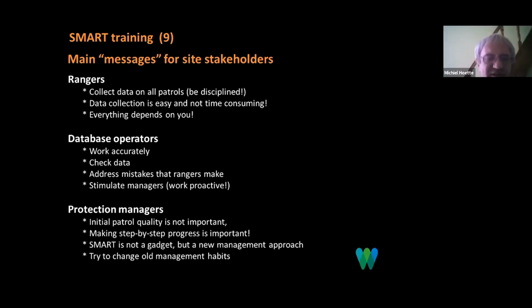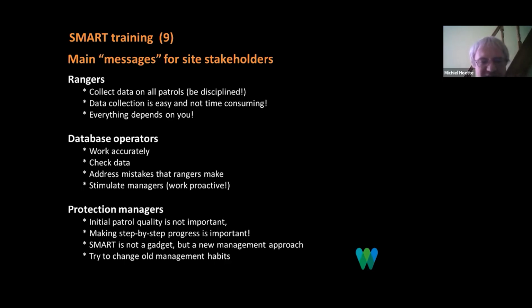Most difficult usually is to get managers to start really using the data well and start in an effective adaptive management way. They should understand that they should change their old habits. And sometimes it can be really, really difficult.